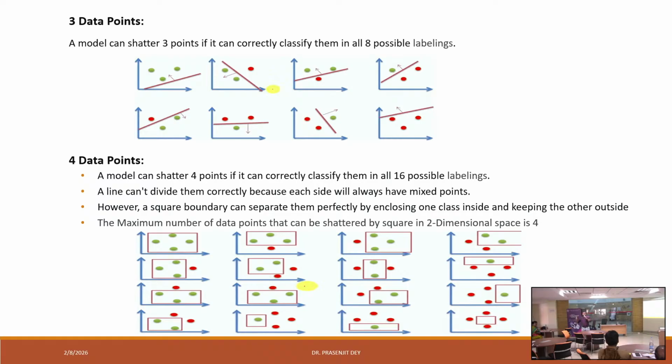If there is 1 data point, a line can be drawn that is going to separate the data points in all possible ways. If there are 2 data points, I can draw a line that is going to separate them in all possible ways. If there are 3 data points, then also they can be separated by a line, as you can see in this image. But if there are 4 points, it may not be able to separate them correctly, like in this example.